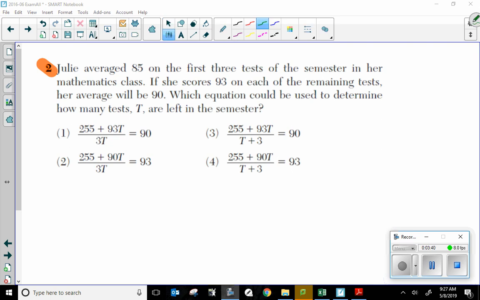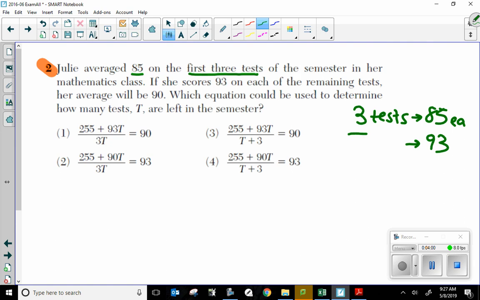Okay, so this is what I know. On the first 3 tests, this girl Julie scored an 85. So I have 3 tests. I'm just going to write this to the side. They're 85 each test, all right? Now, she scored a 93 on the remaining tests. So she got a 93, we'll just say T tests. We don't know what that is, okay? So her average would be 90, okay?